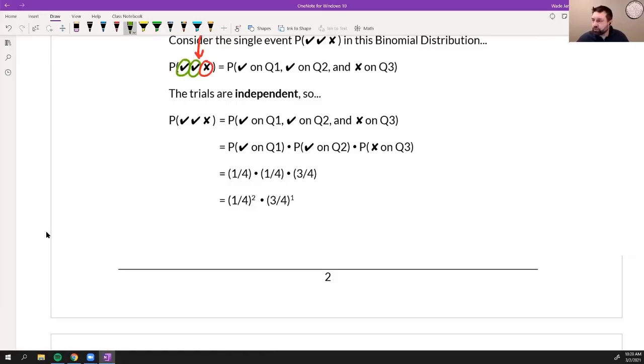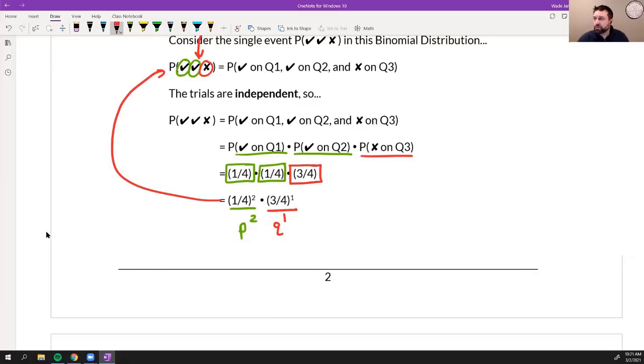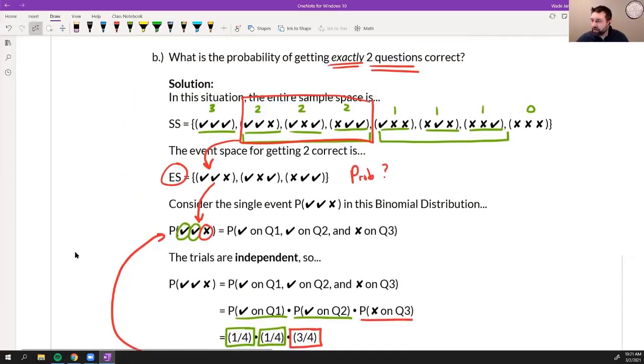The probability of getting the first one right is 1 out of 4, right? That's P. What's the probability of getting the second question right? 1 out of 4. What's the probability of getting the third question wrong? 3 out of 4. And if you were clever, you could write this as 1/4 to the second power, 3/4 to the first power, or P to the second power, Q to the first power. So this is the probability of that situation. It is also the probability of these other two situations.